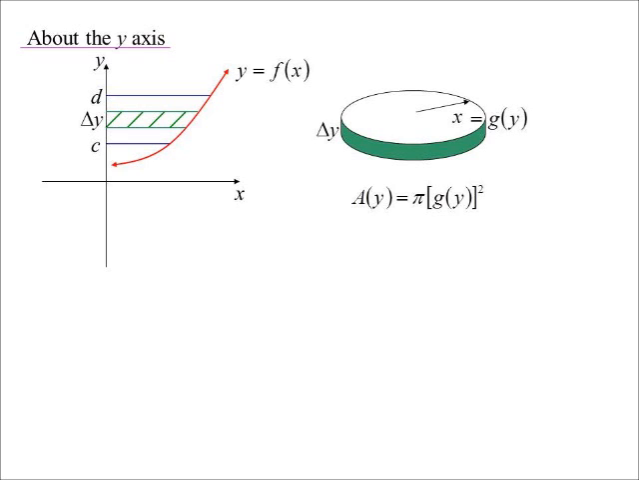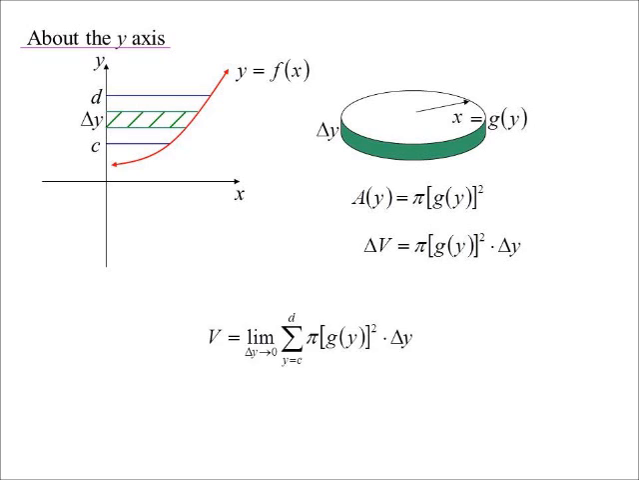The area of the cross-sectional face leads us to what we call the element, or the volume element. So the change in v, or delta v, is pi times g(y) squared delta y. So we want to sum up all of those going from C to D, and we know that sum becomes the integral. Let's have a look at an example.